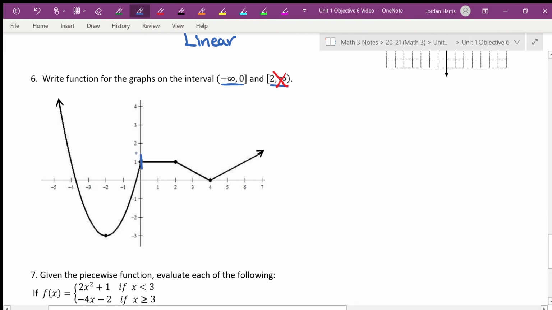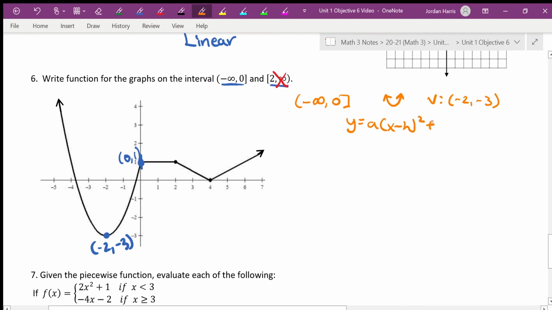That's the quadratic here. So we have our vertex, we have our extra point. So I'm going to label those. Negative 2, negative 3, that's my vertex. 0, 1, that's my extra point. Okay, so we're going to fill that out. So from negative infinity to 0, including it, we have a U-shaped with a vertex of negative 2, negative 3. U-shaped, remember, is y equals a(x minus h) squared plus k. That's something you want to have memorized.